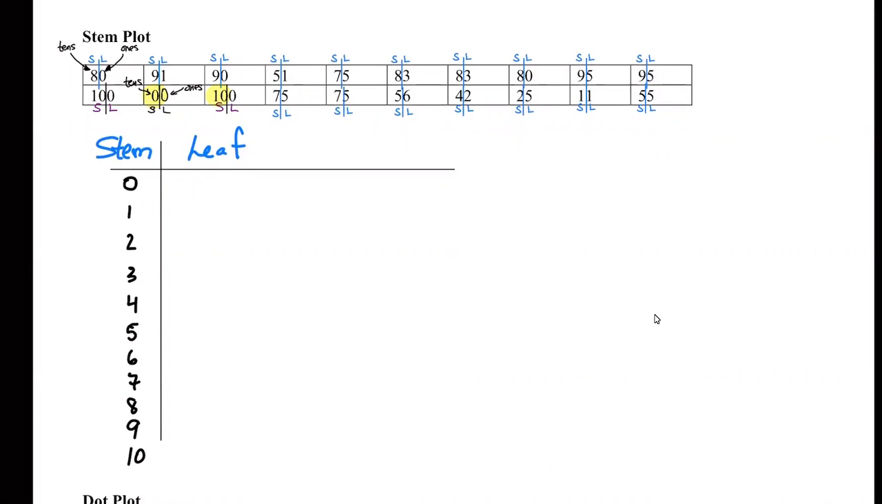What we're going to do is indicate the corresponding leaves associated with those stems. I'm going to work across my table, top row, then the bottom row. In each row corresponding to a stem, I'm going to write down whatever that leaf is. We'll start off with the first one, 80. 80 has a stem of 8 and a leaf of 0. So I'm going to put a 0 in the leaf column for the row 8.